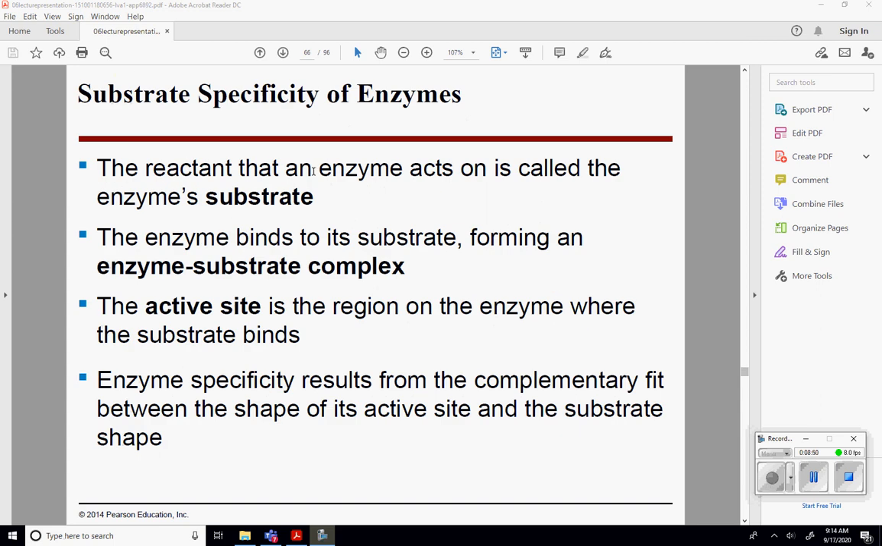The reactant that an enzyme acts on is called the enzyme's substrate. So let's get that down for the definition. The enzyme binds to its substrate, forming an enzyme substrate complex. Get that down for a definition. So what we're describing here is that the enzyme binds to its substrate, and then when they're together, it's the enzyme substrate complex. I like to think of it kind of like that.